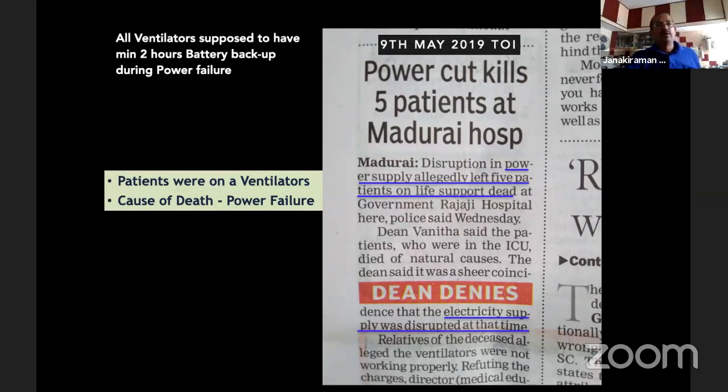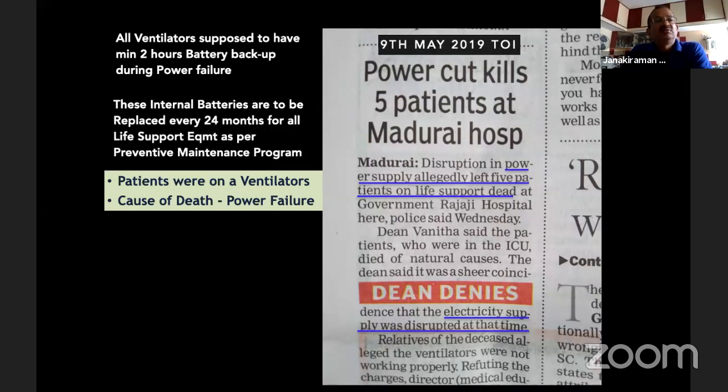A patient on a ventilator, power failed, patient died, and that too 5 patients at a time, not digestible. These internal batteries are to be replaced every 24 months as per the preventive maintenance program. This is where the preventive maintenance program comes in. So that means for these ventilators there was no preventive maintenance program, thereby the internal batteries were not changed. Madam, an internal battery may have a 3 or 5 year warranty, but when you are using it on a life support, you are supposed to judiciously change it every 24 months.